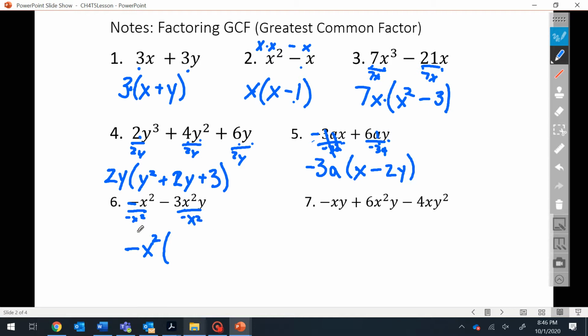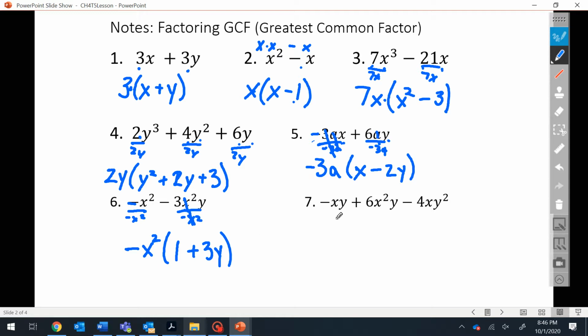So negative x squared divided by negative x squared, that's just 1. Negative 3 divided by negative 1, so this is going to be plus because I have a negative divided by a negative, which is going to be addition. I still have the 3, the x squareds cancel, and I still have the y. So it becomes negative x squared, parentheses, 1 plus 3y. And you can distribute this to make sure: negative x squared times 1, negative x squared times 3y, negative 3x squared y.